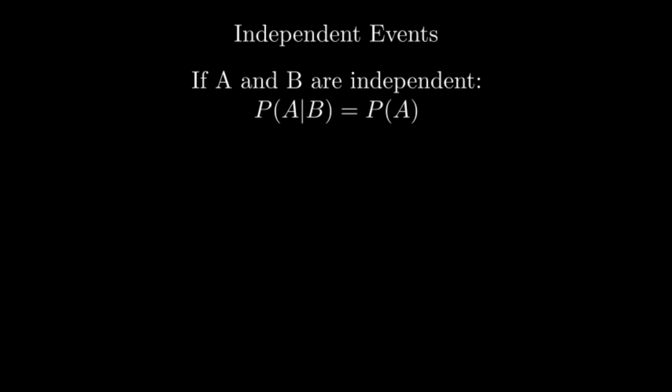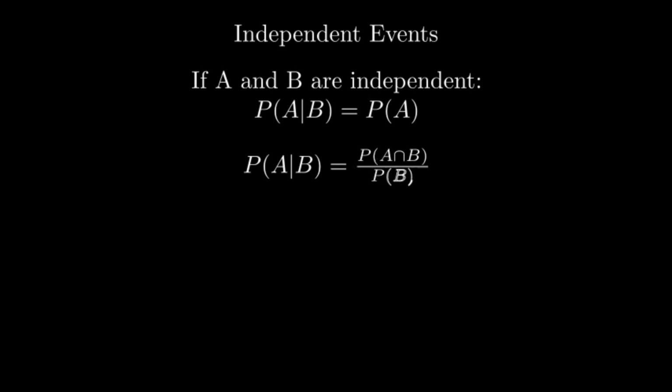For example, if you flip a coin and roll a die, the outcome of the coin flip has no impact on the outcome of the die roll. They are independent. In terms of conditional probability, this means that the probability of A given B is just the probability of A. Knowing that B happened gives us no new information about A.